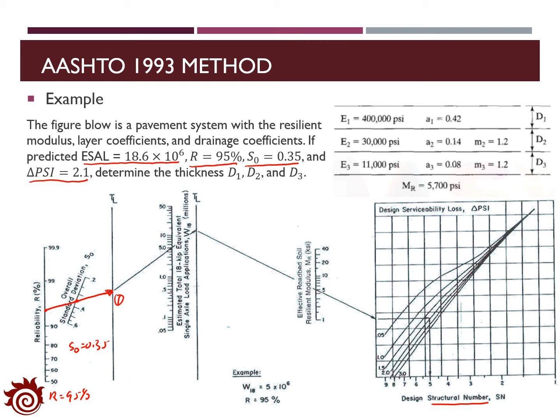After that, we will try to find out the value of ESAL, which is in the 4th scale. The value is 18.6 million. So we can find the value around a point here. And then we will connect the second point, the point 1, with the ESAL and reach the second turning point.